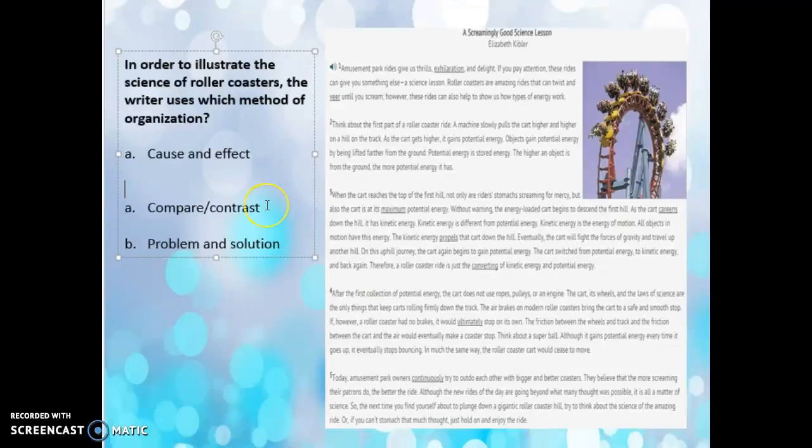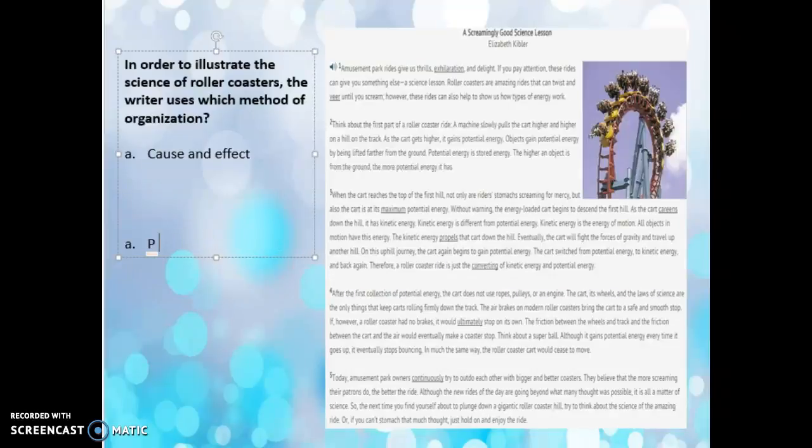Then is it compare contrast? No, we're not comparing two things. You would see words like similarities, differences. I don't see that. It's not compare contrast. Then you have problem solution. I don't see a problem. There's no issue here. I don't see a solution.